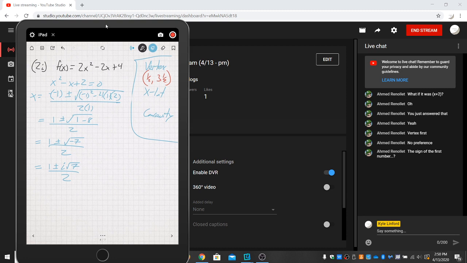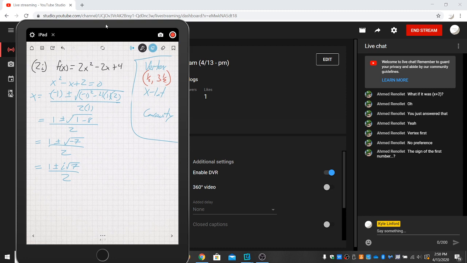Take a minute. What do you notice about this? Let's see if anyone can comment in the live chat. What do you notice that's unique about this answer? We have our vertex, and we went to solve for the x-intercepts, and what did we get?